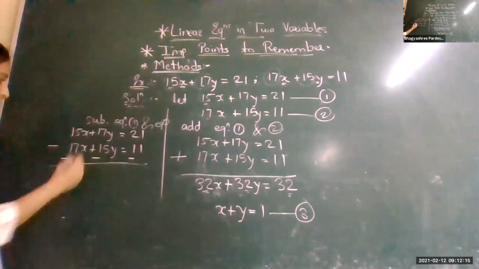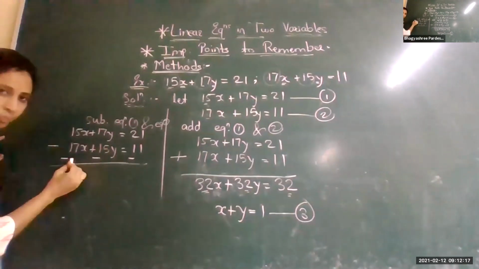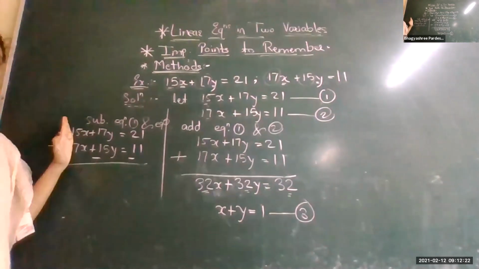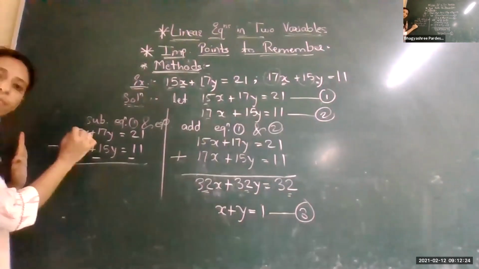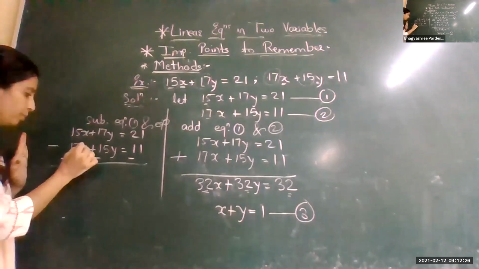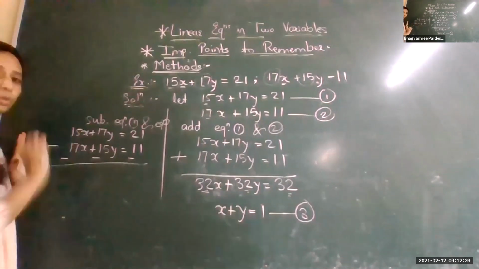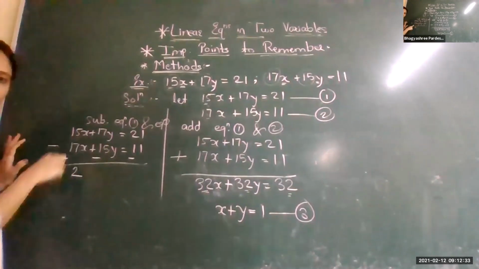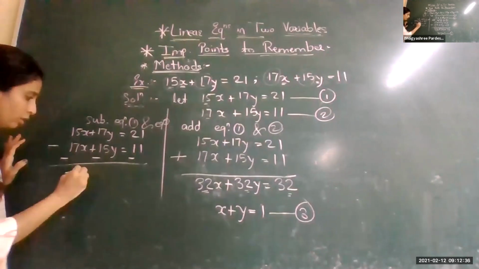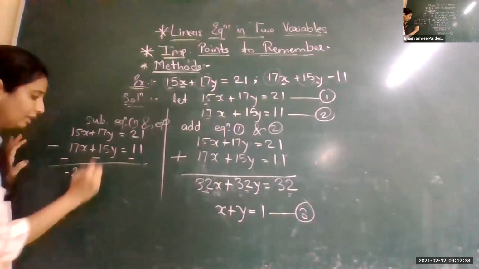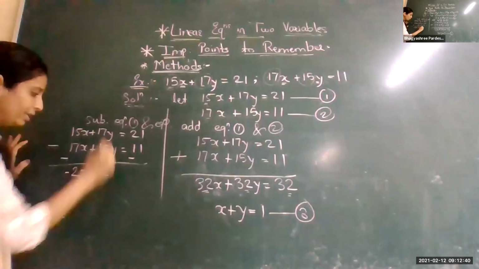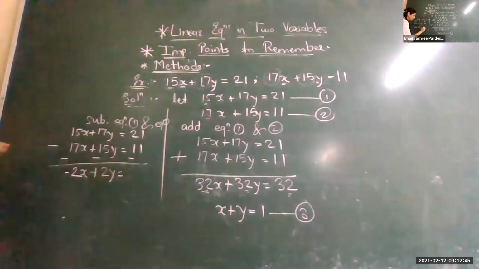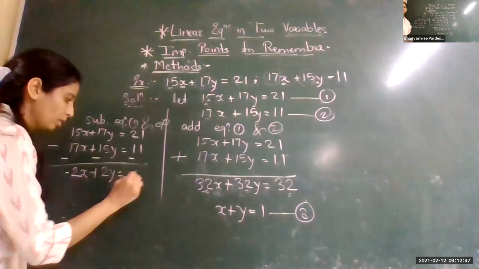So what do I get? 15 minus 17. Obviously, why am I saying this? Because most students make lots of mistakes here. 15 minus 17. Actually, we are subtracting the smaller from the bigger, no need to do that. So 17 minus 15 is 2. But 17 has the minus sign, so it is minus 2x. Again, it is 17 minus 15, 2. The bigger term is 17, so plus 2y. And this is 21 minus 11, so this is equal to plus 10.